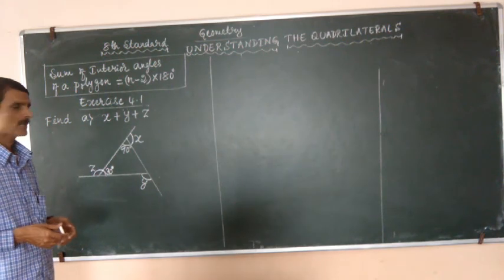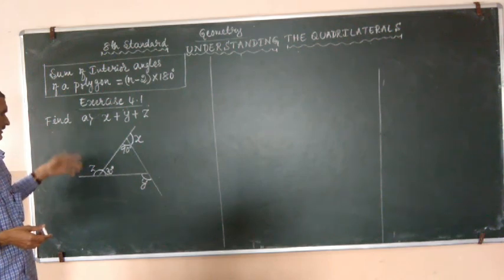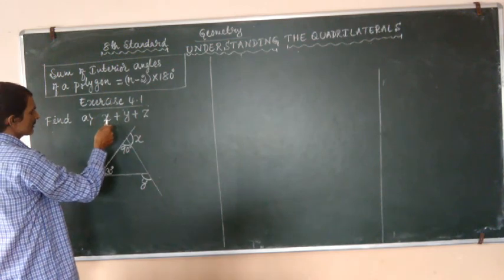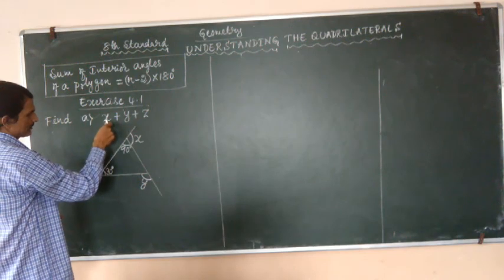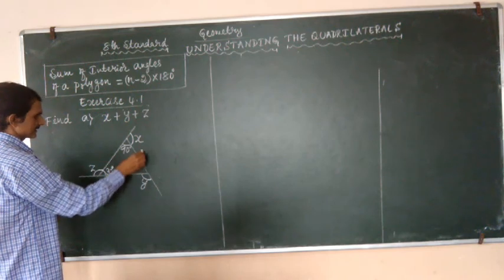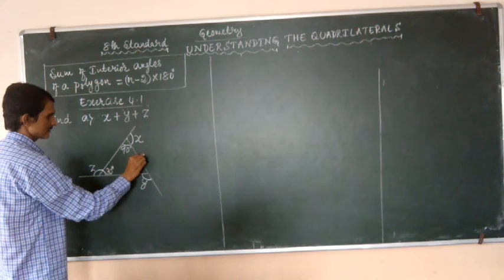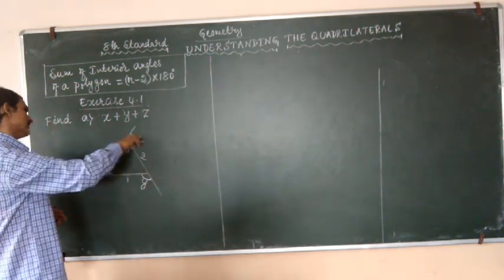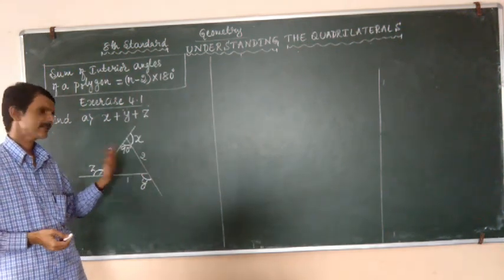Students, now observe this problem. In this polygon, we have to find the sum of the three angles x plus y plus z. If you observe the given polygon, it has three sides. 1, 2, 3. So a polygon having three sides is called, yes, a triangle.